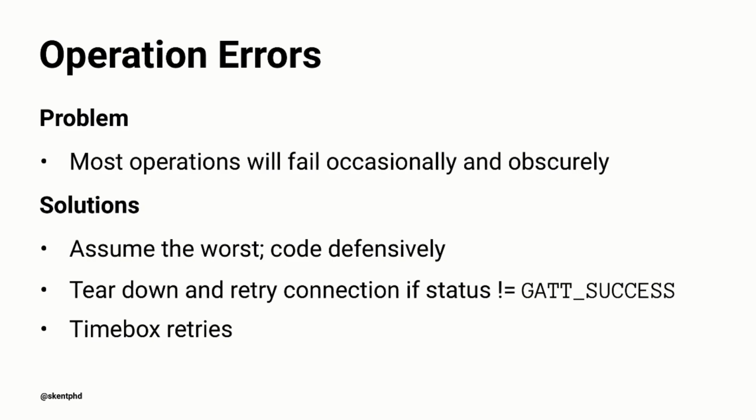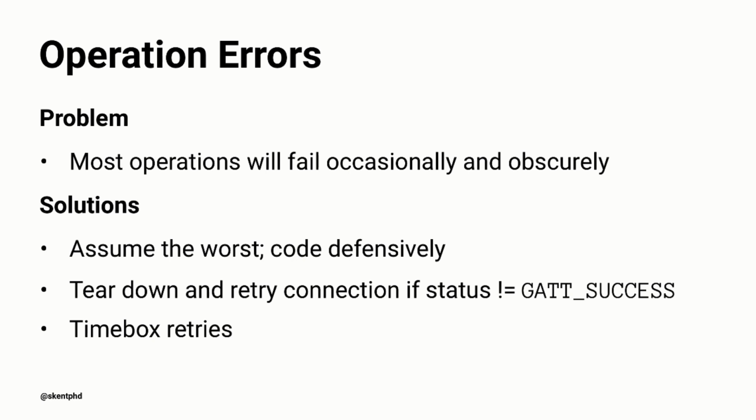What I didn't talk about is the fact that lots of these operations will fail occasionally and obscurely. An example might be when you discover services. It might work 95 times out of 100, but 5 of those 100 times, it will just say, I could not find any services on this device, when you know the services are there. The operation just fails. You might also receive a callback where the status code says, hey, I successfully found services, but then when you actually query the services, they're just not there. So the status code and the actual data are not synchronized.